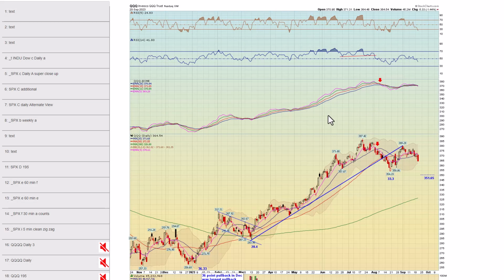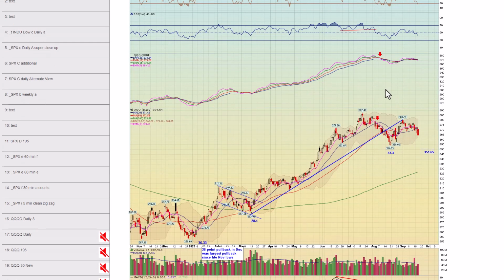Next, chart 17, here's another daily view of the triple Qs. Again, you can see this broken trend line was back tested, perfect resistance, great area to short. We got a lower high in place. This represents a potential symmetry target.